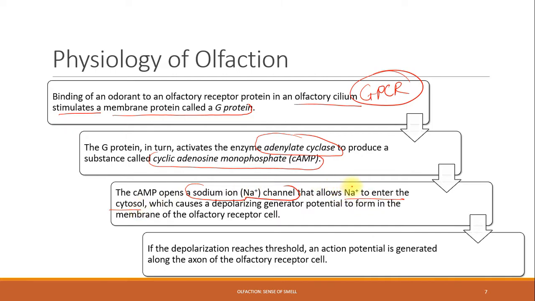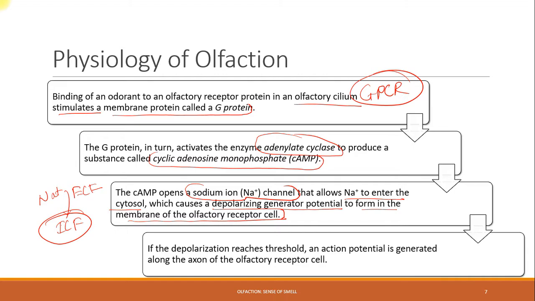So when we say sodium enters the cytosol, it essentially means that the sodium moves from ECF, that is extracellular fluid, to ICF. Cytosol is nothing but ICF, that is intracellular fluid. So it causes a depolarizing generator potential to form in the membrane of the olfactory receptor cell. In the last lecture I told you, when sodium moves from the exterior to the interior of the cell, it leads to depolarization.